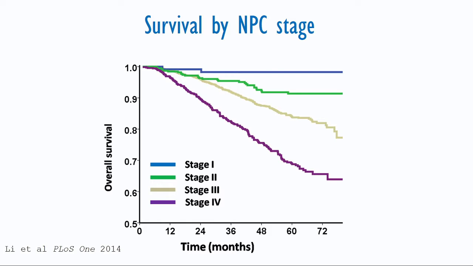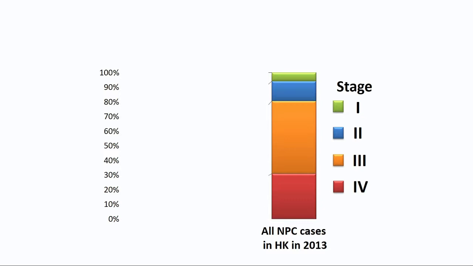But we also know that for a cancer like NPC, the stage at which you diagnose makes a huge difference to the progression-free survival probability of the patient. So you can see in this graph, if diagnosed in stage one, there's more than 90% progression-free survival. But if diagnosed in stage four, then the prognosis is much worse. And unfortunately, based on the historical data in Hong Kong, 70% of the patients are diagnosed in stages three and four. They're shown in orange and red.